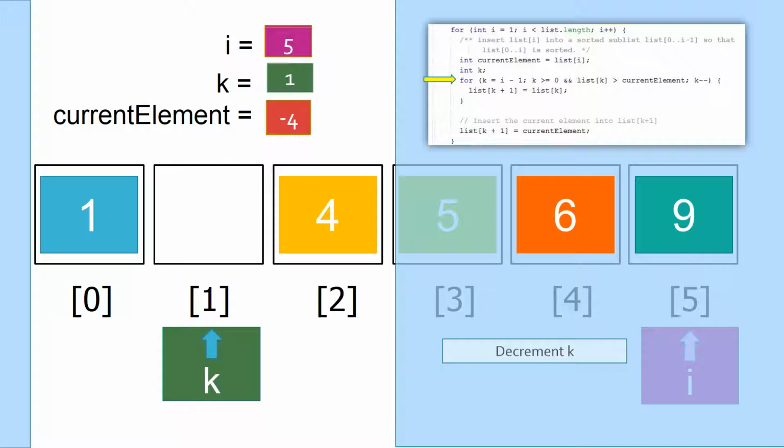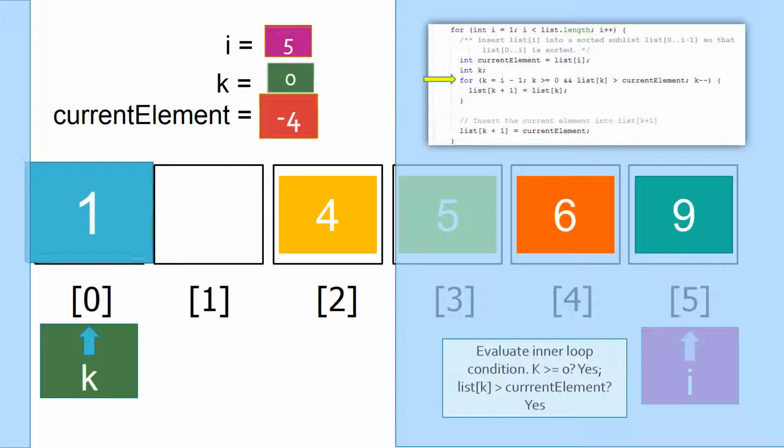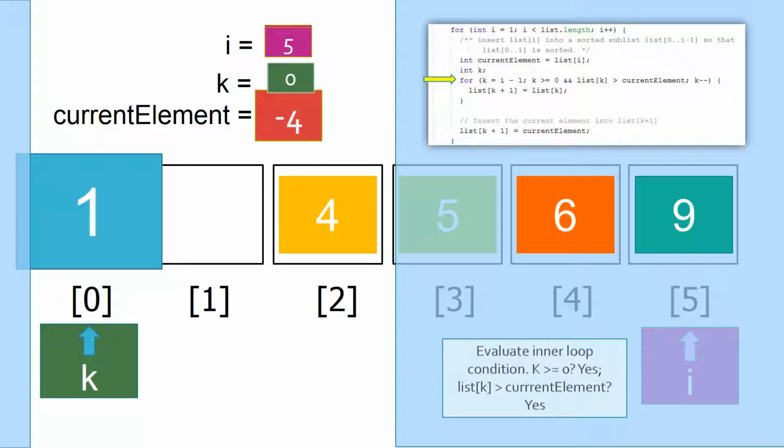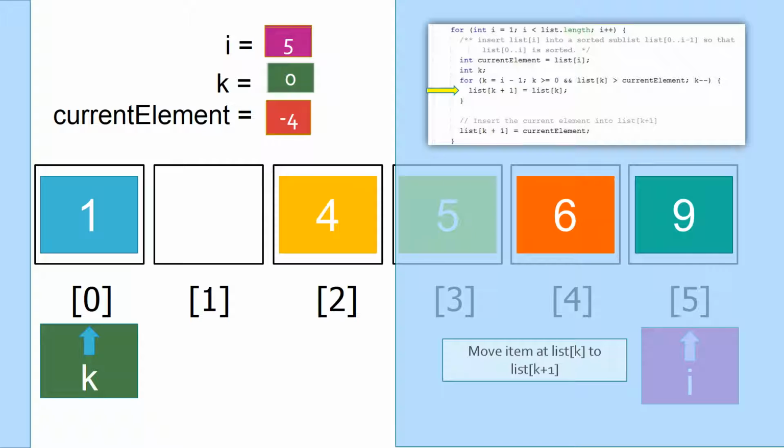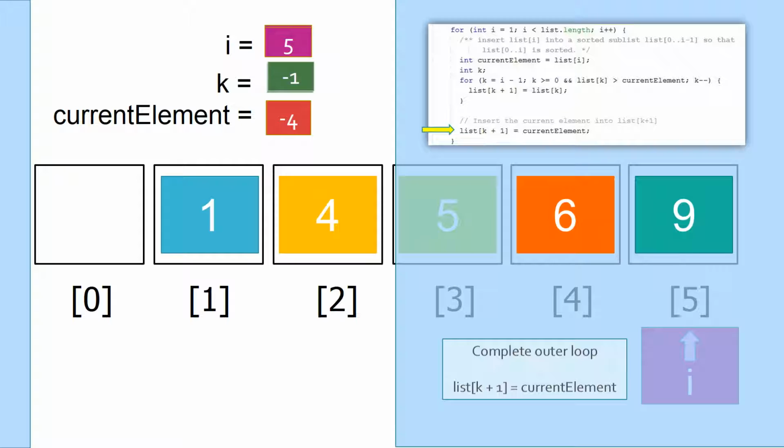We'll decrement k again. We'll check our data and see that yes, it is greater than the data we had saved. So we'll execute our loop and move this data over one position. Now we'll decrement k, and that's going to end our inner loop because we're going to go less than 0. So continue on with our outer loop and update the data at position k plus 1 with our current element.